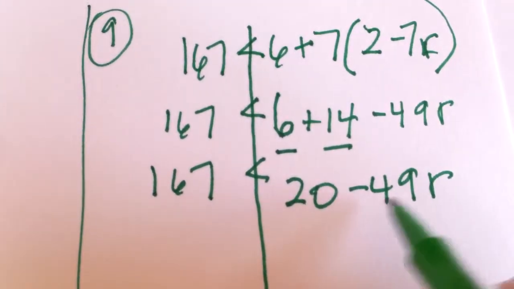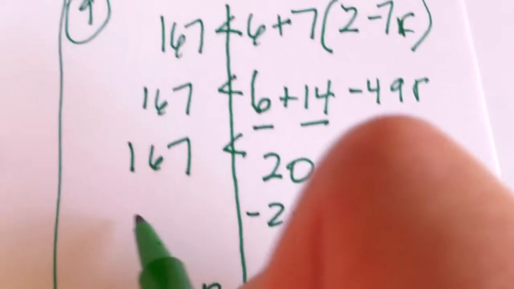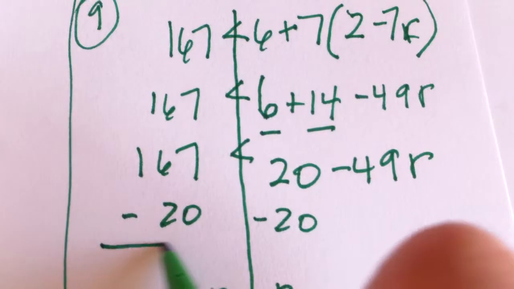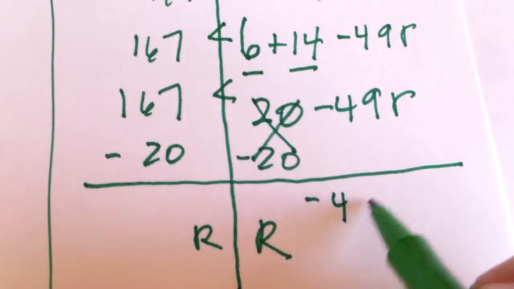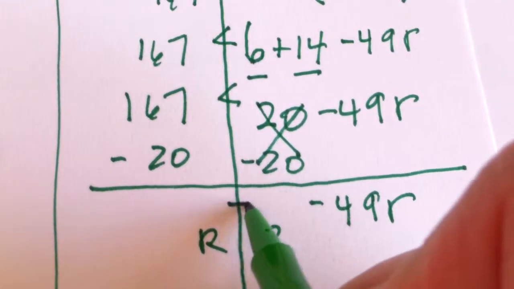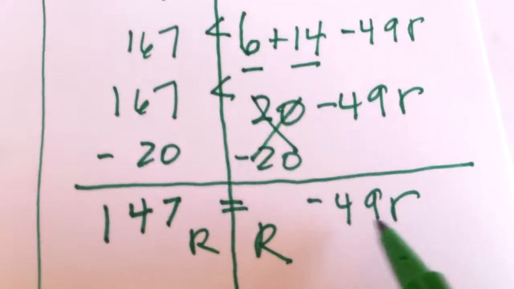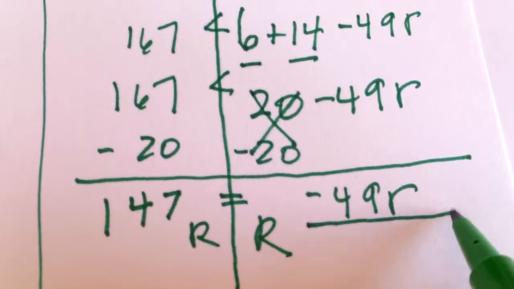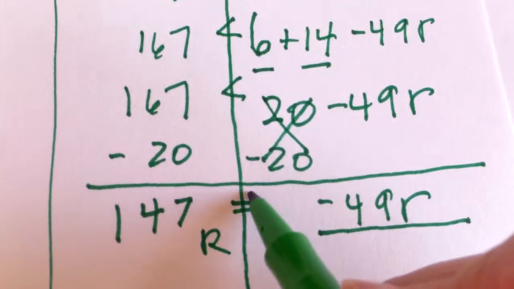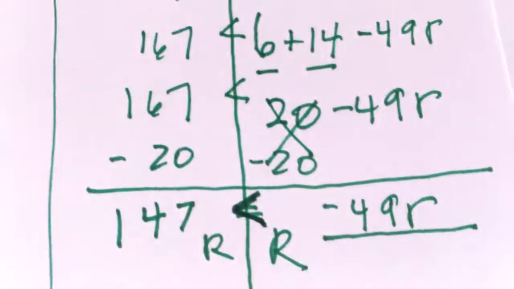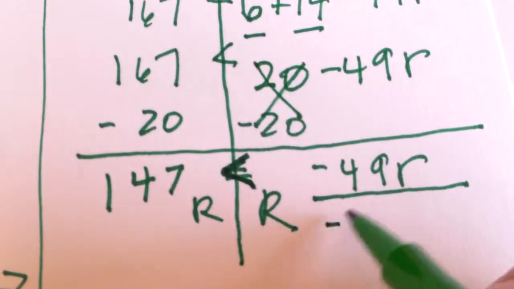I want negative 49r alone. I got to get rid of these 20 positives, so I'm going to do the inverse, which is subtract. 20 positives and 20 negatives cancel out. I have negative 49r. And on this side I have more positives than negatives, so I'm going to subtract, and my answer is going to be positive. If I divide by, oh, look what I did. Look what I did. It's less than, and I wrote equal to. That's why I put fish hooks on my line, so I don't make that goofy mistake. Divide both sides by negative 49.